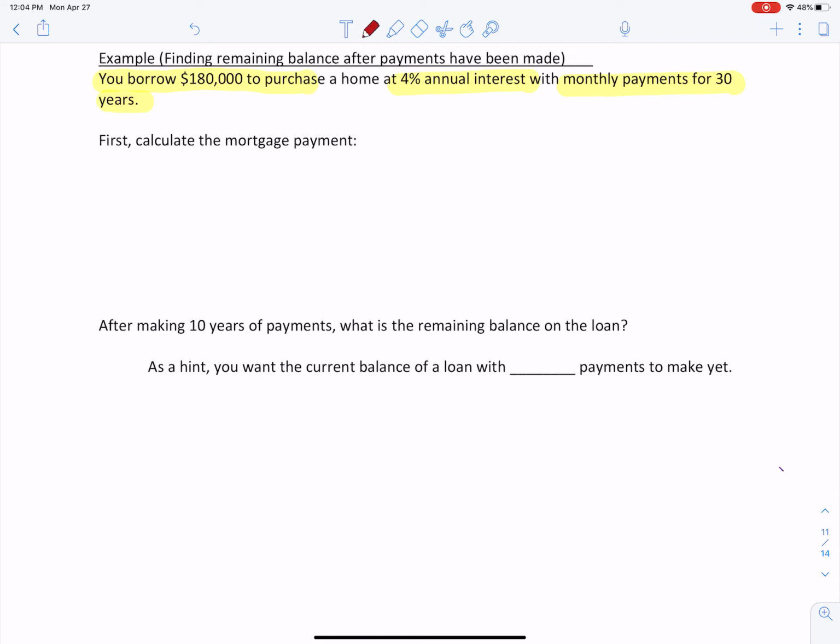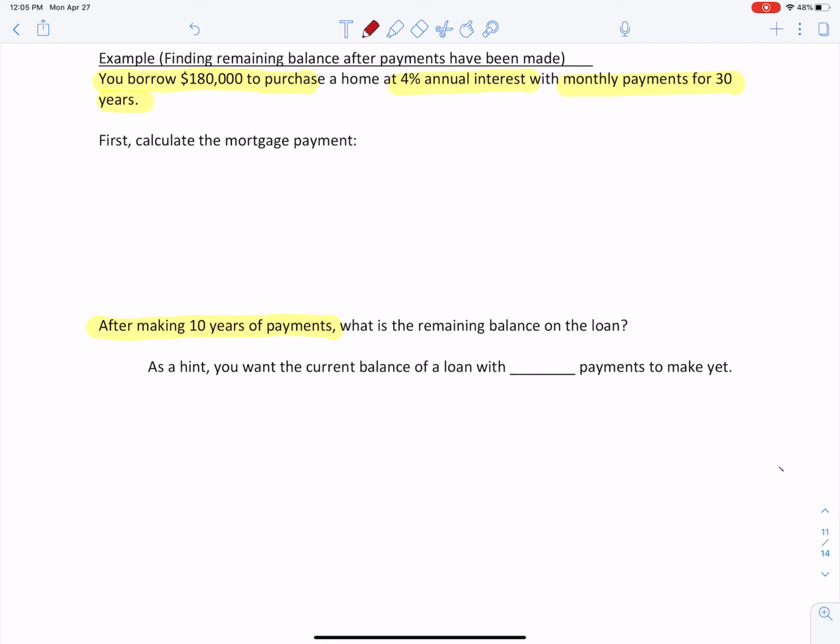Our goal is going to be to figure out how much we still owe after making 10 years of payments. And you might have some ideas there. You might just say, well, if I know the payment, I'll just multiply by 10 years' worth and subtract. But remember, with interest being factored in here, it is going to be maybe quite a surprising result. So let's get into this.